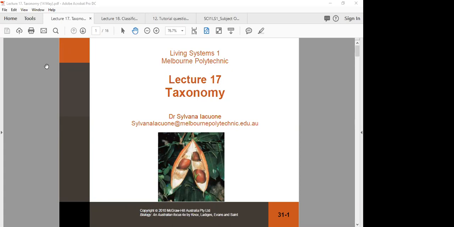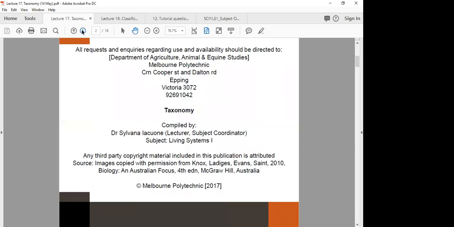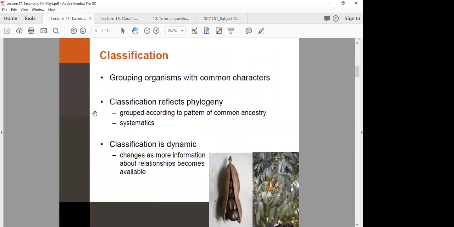And we are really on the home stretch now with 2 lectures to go. Tonight we'll be talking about taxonomy in lecture 17. And then we'll also look at the first half of the final lecture, lecture 18, which we'll finish off next week. So we're going to have a very brief look at classification of organisms.